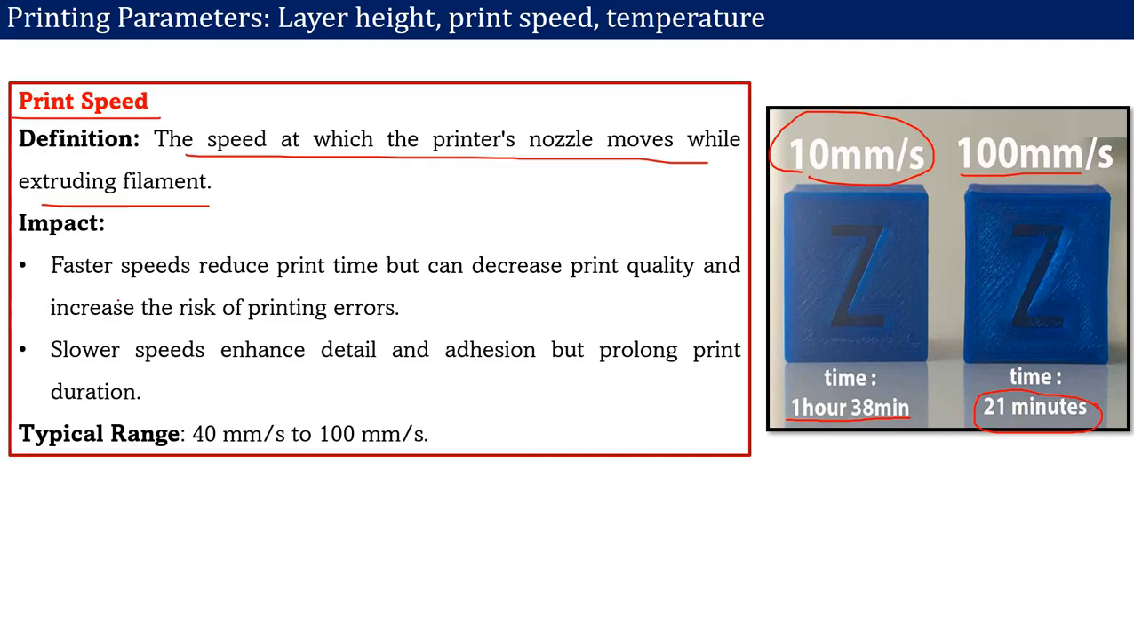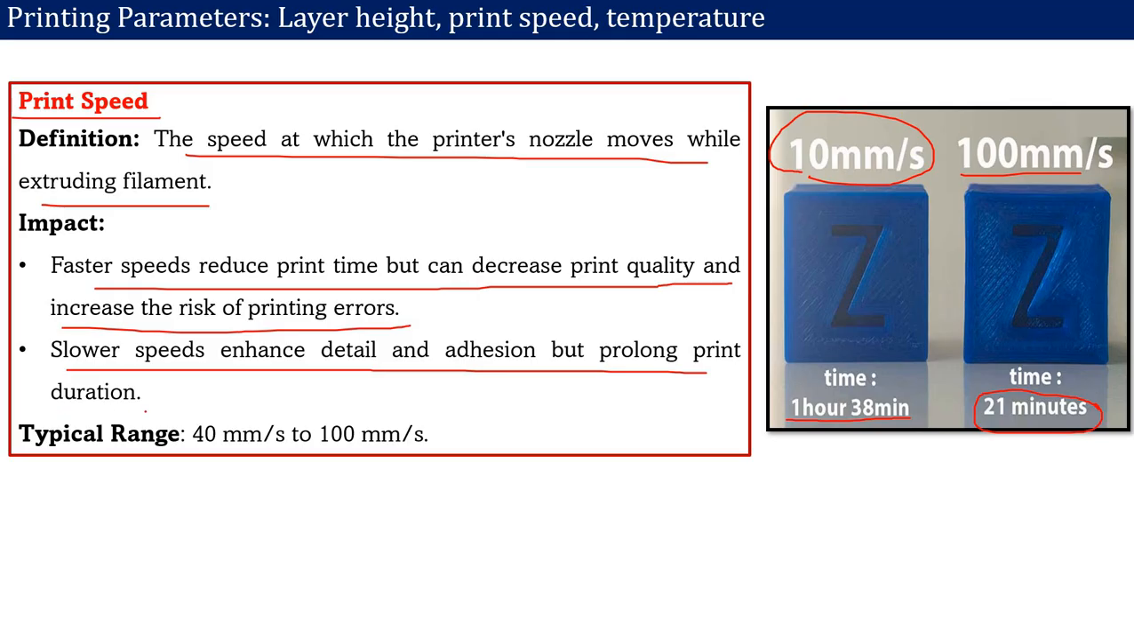But here also, the faster speed reduces the print time but decreases the print quality and increases the risk of printing errors. Slower speeds enhance detail but prolong print duration. That means lower printing speed takes more time, but the surface finish is very good. The print quality is very good. If you increase the print speed, time will be less, but the print quality will decline or will not be as per the requirement.